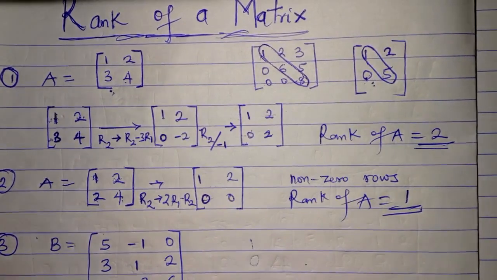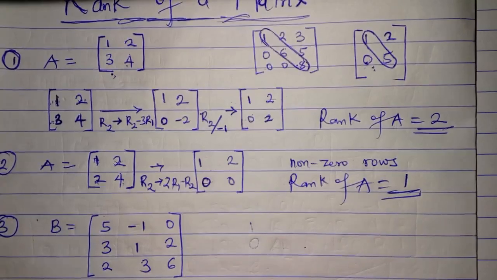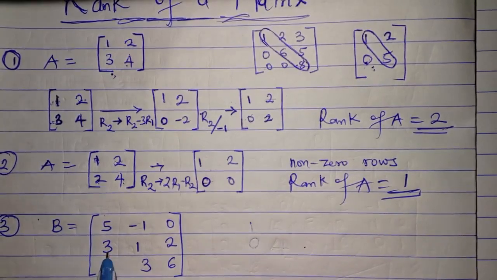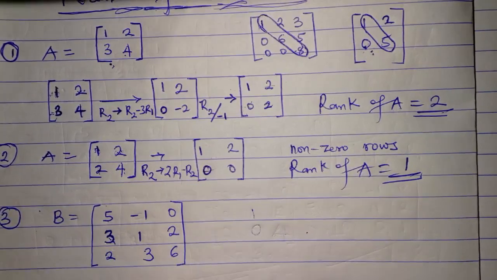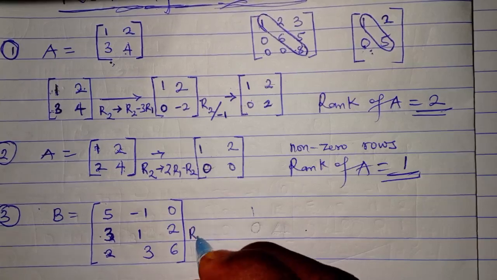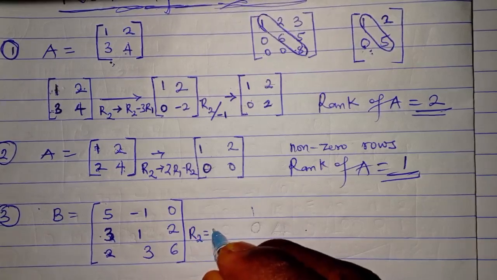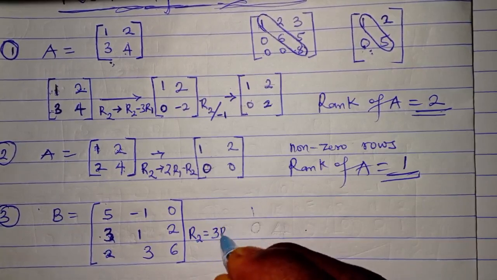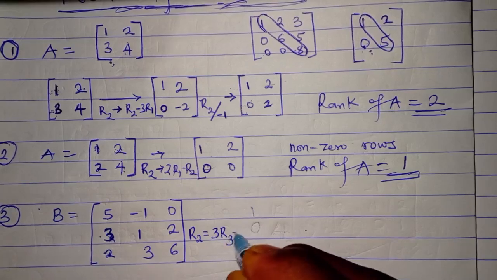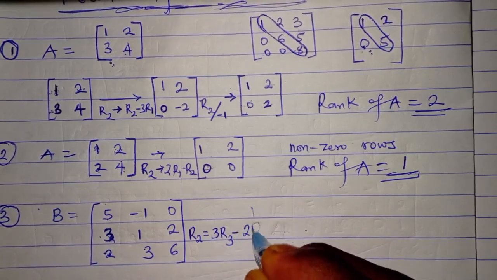Alright, so to perform some elementary row operations, the first thing here is to change this element to 0. I want to work with row 2 and row 3. See, if I multiply this 3 by 2, what will I get? 6. If I multiply this 2 by 3, I will get 6. 6 minus 6 is 0. So I will simply say the new row 2 will be 3 times row 3 minus 2 times row 2.